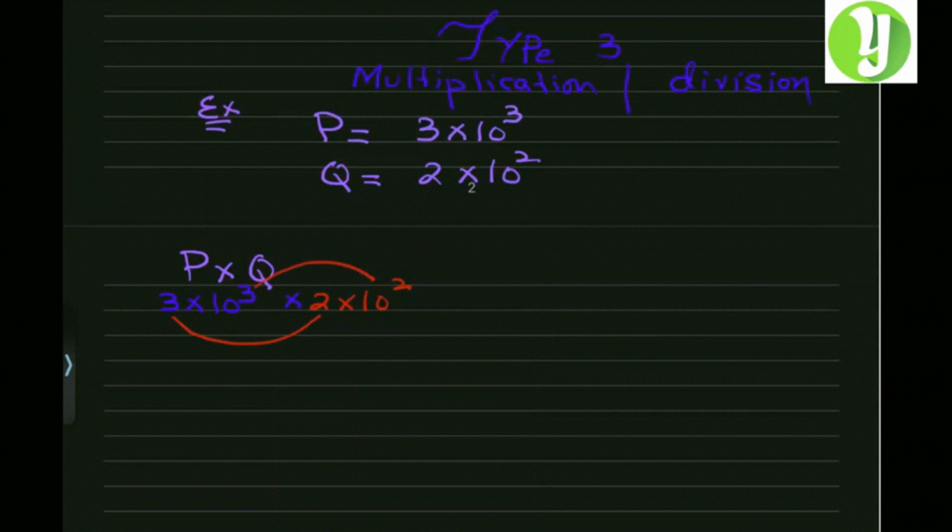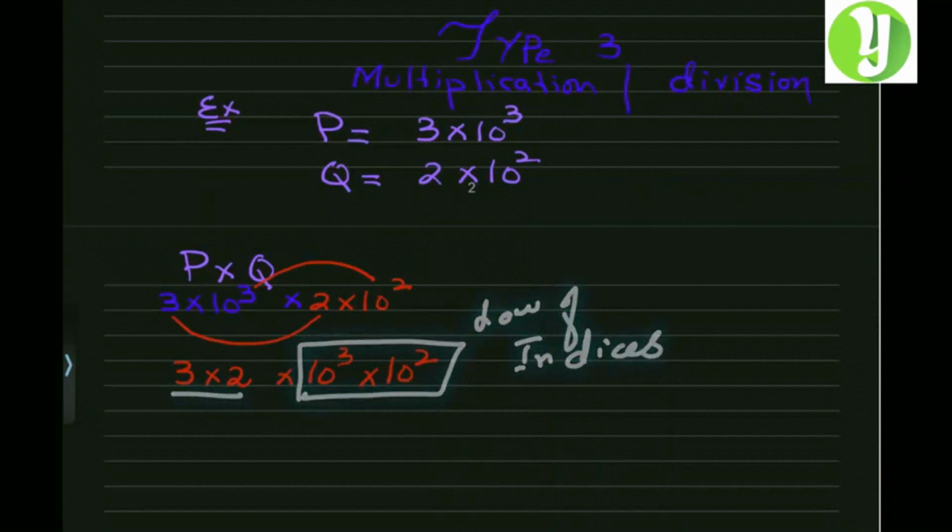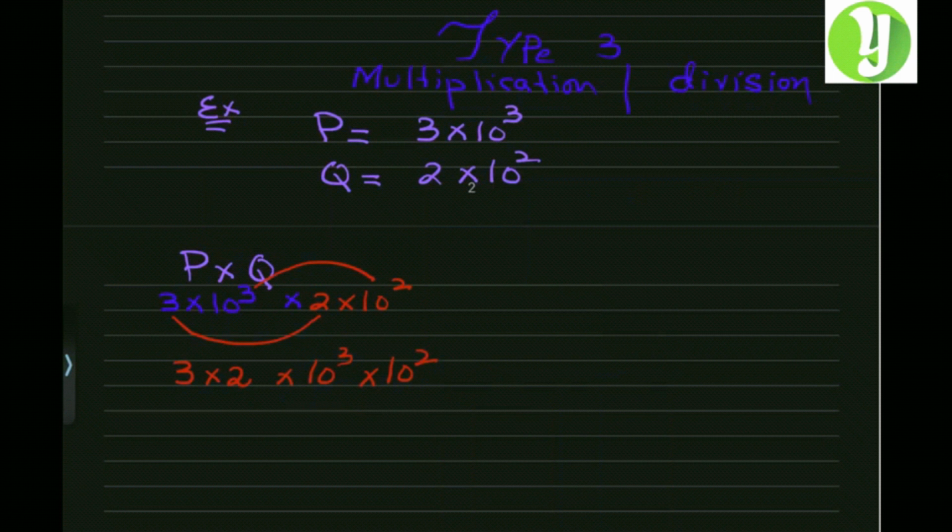So in the multiplication, number times number and the base of 10 times the base of 10. Okay, so we can write 3 times 2, and the base of 10 we can write like a base of 10. So now number can be multiplied by number, and in the base of 10 we can use the law of indices. As we know, in multiplication of powers, we can add the powers. So now 3 times 2 is 6, and if I add the powers, 3 plus 2, the answer is 6 times 10 power of 5. Now that's our answer.